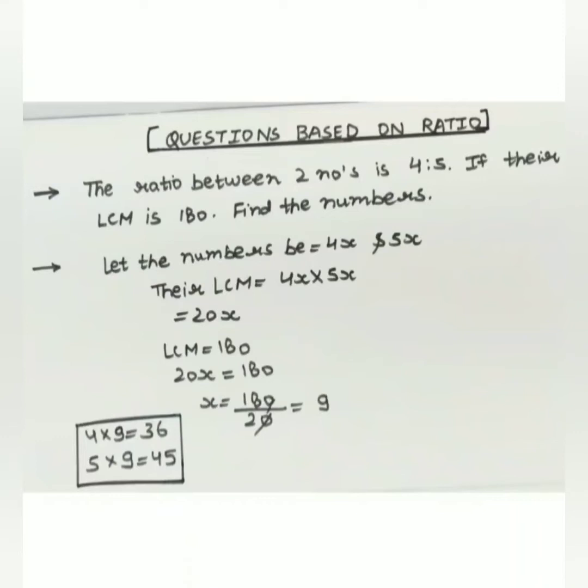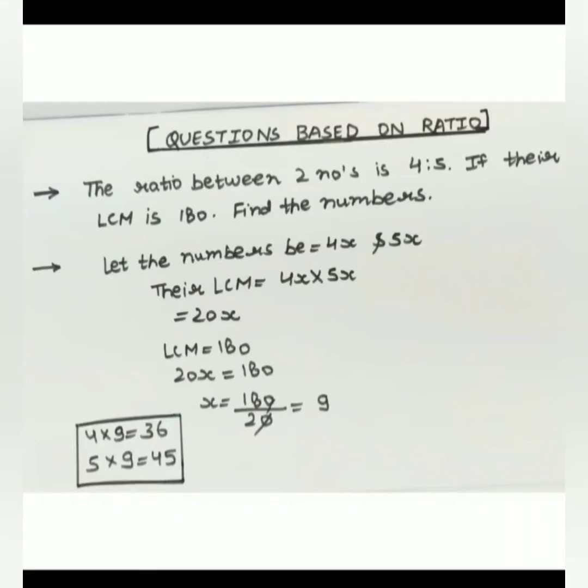The ratio between the two numbers is 4:5. If the LCM is 180, find the numbers. Let the numbers be 4x and 5x, and the LCM of 4x and 5x will be 20x, and the LCM given to us is 180. So 20x is equal to 180. This would help us in finding out the value of x. x is equal to 180 upon 20. 0 would get cancelled. 2 nines are 18. x is equal to 9. So the value of x has come 9.